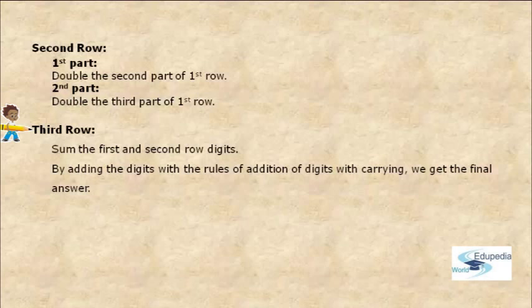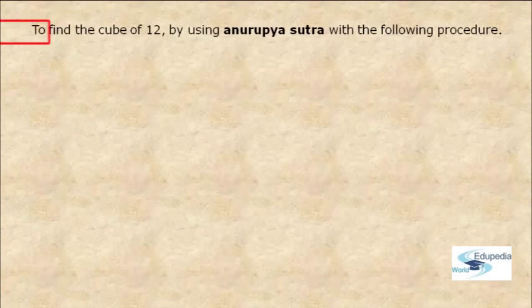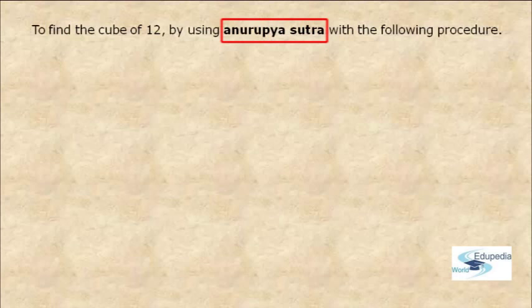So this is the process involved in Anurupya Sutra for finding the cube of a given number. Now let us discuss this sutra in detail with an example. The example in this session is how to find the cube of 12. We use the procedure of 3 rows with a different number of parts.